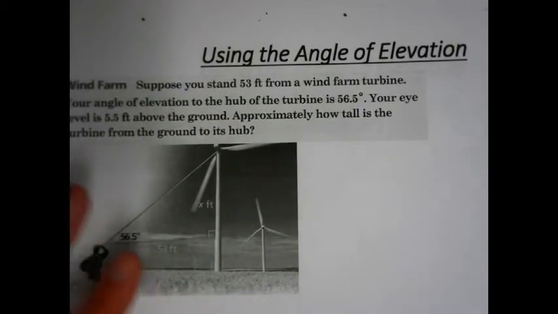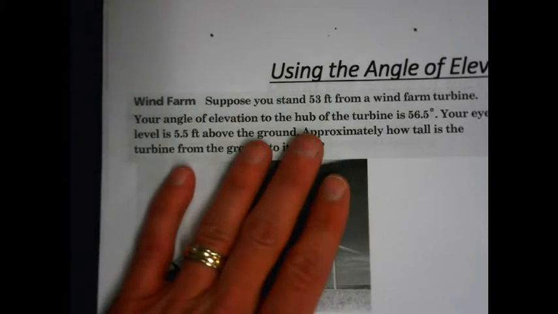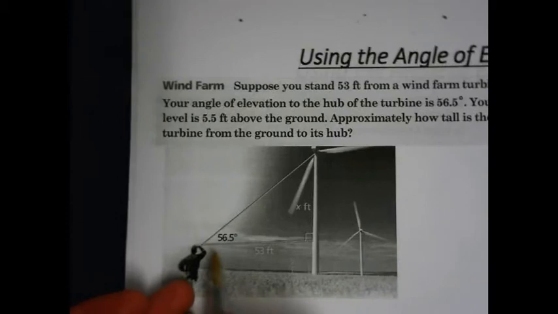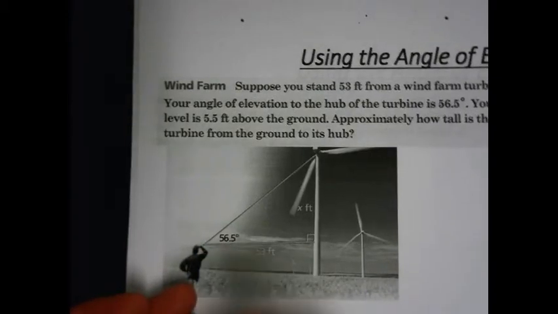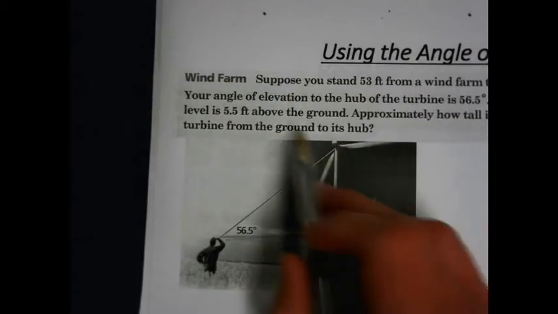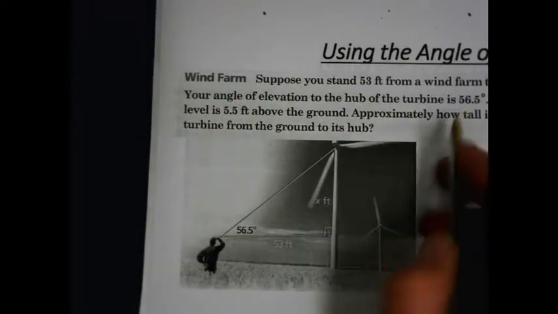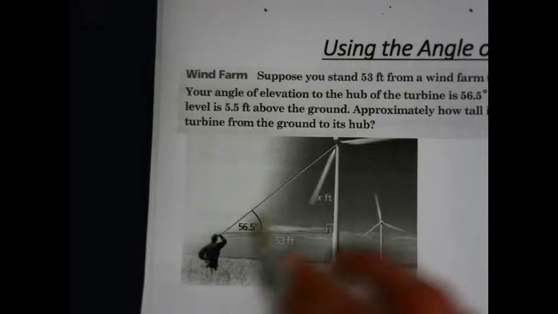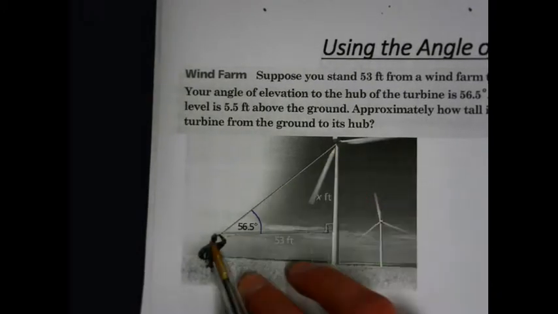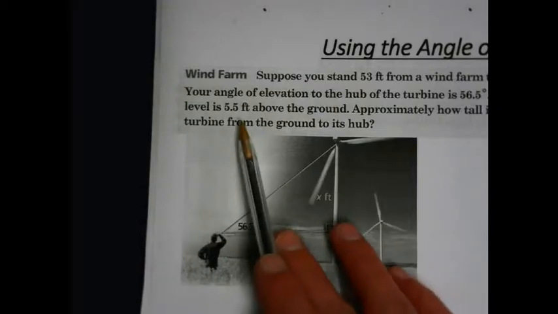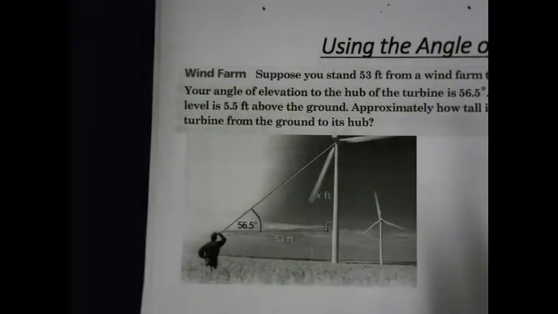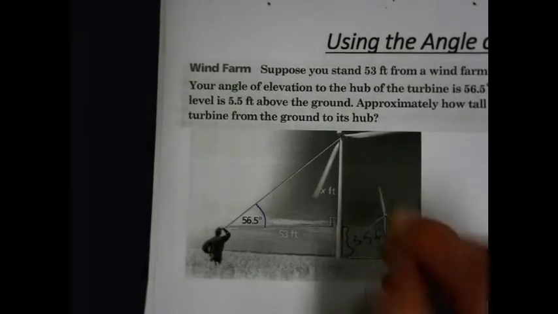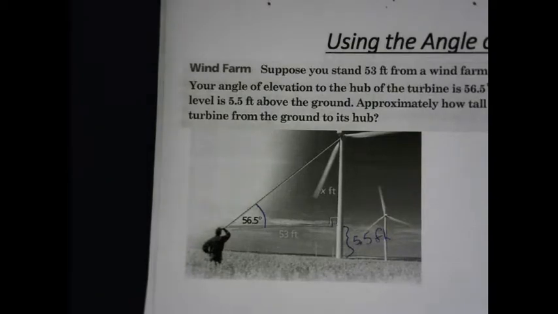So here's our angle of elevation. We're dealing with a wind farm. Suppose you stand 53 feet from a wind farm turbine. Your angle of elevation to the hub of the turbine, I guess that's called a hub, now we know, is 56.5 degrees. Your eye level is 5.5 feet above ground. That's important. Remember my last word of caution: we look from our eyes, not our feet. Okay?